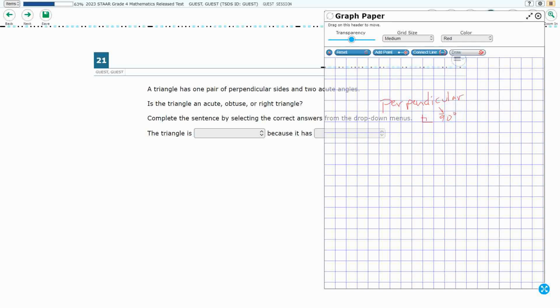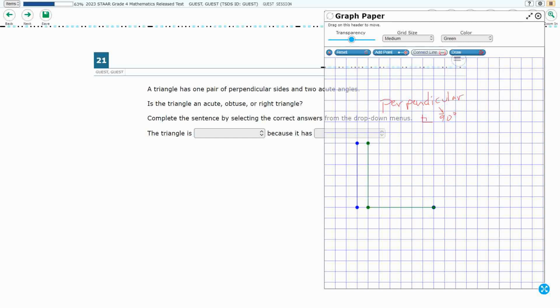So I need a triangle that has one pair of perpendicular sides. So I'm going to do this. I'm going to go blue. I'm going to go connect line. I'm going to make a big triangle right here. And you know what? Let's make that green so we can see it a little bit better. All right, so let's do this one right here. And then I'm going to make it go this way.